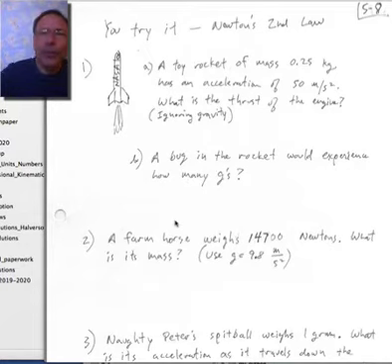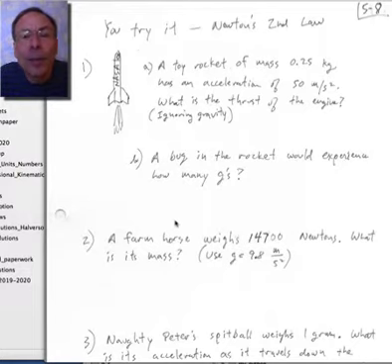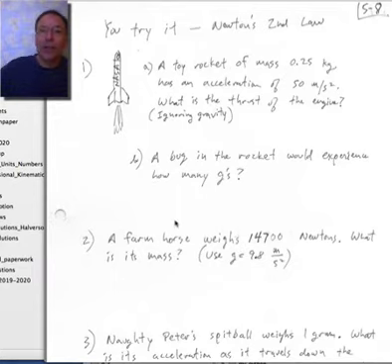Hello again, students. We're continuing with the notes on Chapter 5, Newton's Laws, and we're going to do some more examples of how to use Newton's second law. So take a look at the question here. It says, a toy rocket of mass 0.25 kilograms has an acceleration of 50 meters per second squared. What is the thrust of the engine? Ignore gravity.